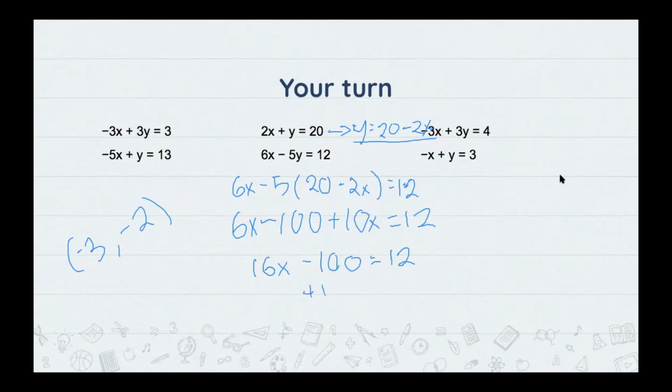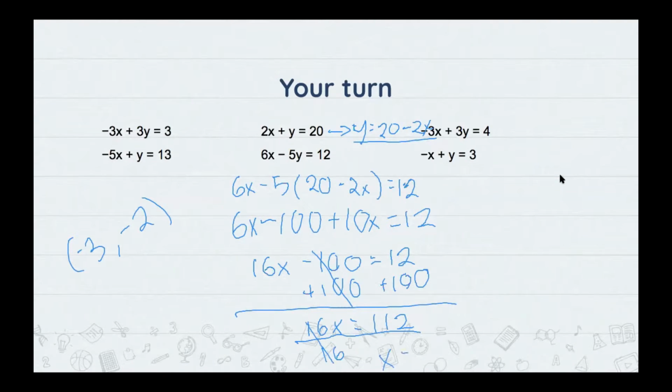Yes, we add 100 on both sides. And this will cancel out and we get 16x equals 112. And now how do we get x alone? What's the last step to solving our x variable? What do we divide? We divide by 16. So 16 will cancel out, and we get x equals 7. That is our x variable.